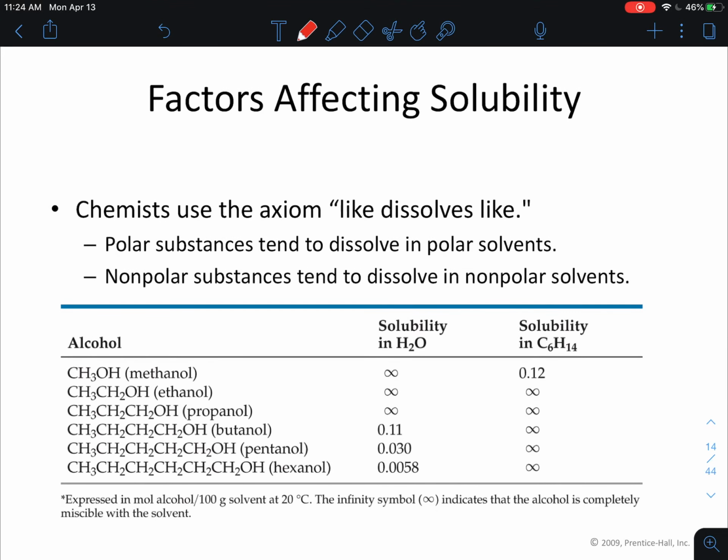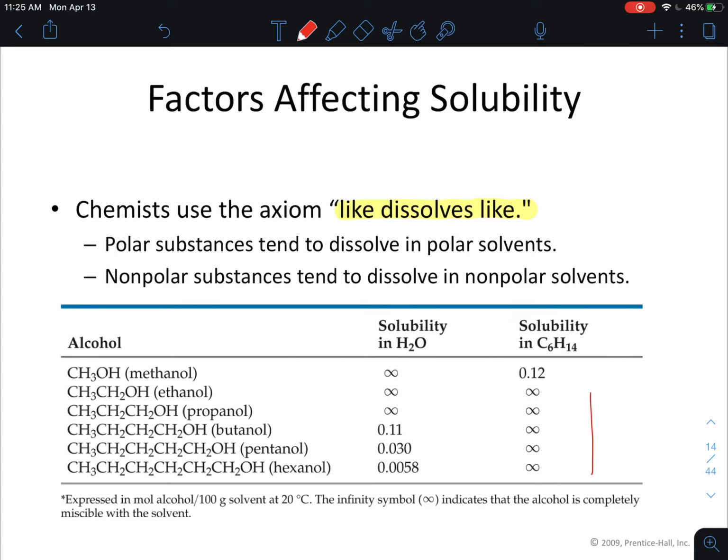All right, so when we want to talk about solubility a little bit more, one of the most popular phrases that we use is to say like dissolves like. That's a very common thing that we say when we're talking about what's going on in solubility. And more than that, we would say polar substances, so things with a permanent dipole, tend to dissolve in polar solvents, and nonpolar substances tend to dissolve in nonpolar solvents.